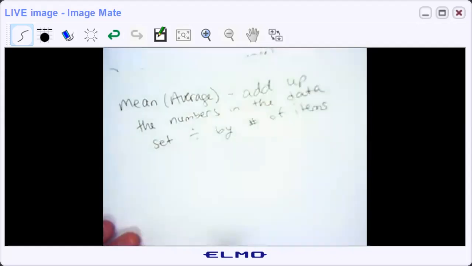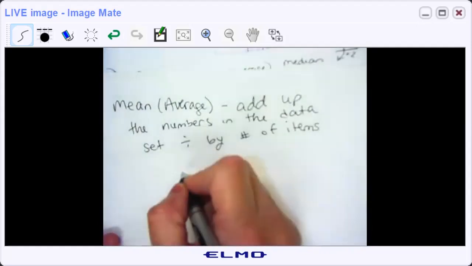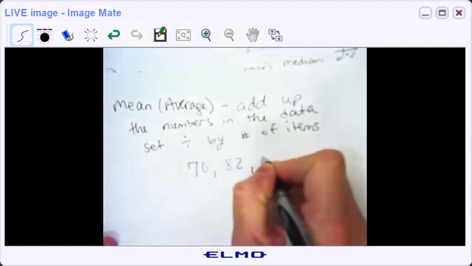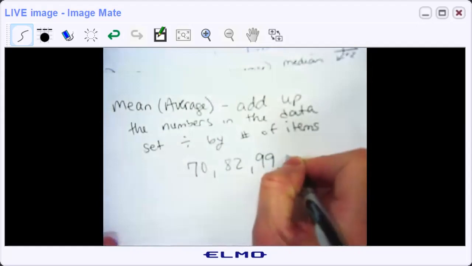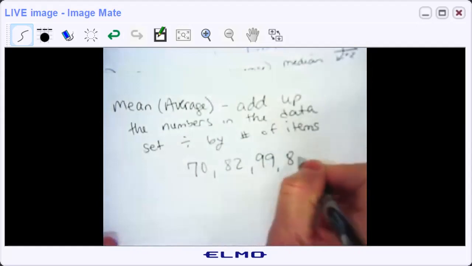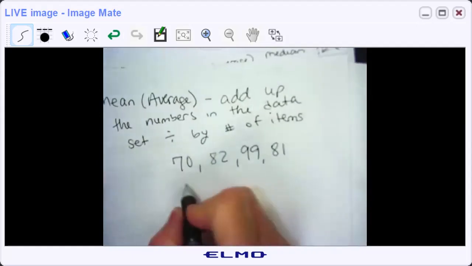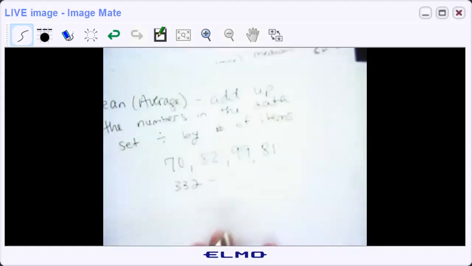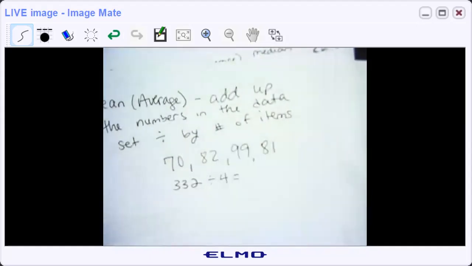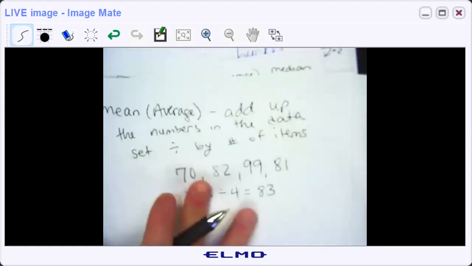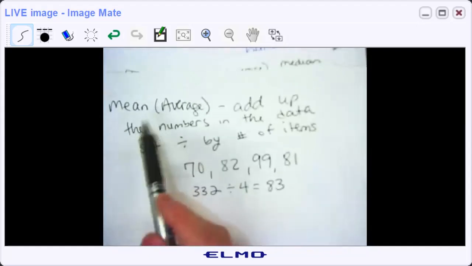So let's just take test scores. If I had test scores of, I don't know, 70, 82, 99, and 81. We've got 4 test scores. So we're going to add up 70 plus 82 plus 99 plus 81. That is 332. And because we had 4 test scores, we're going to divide that number by 4. And that will be an average of 83. And that's just how simple this is.